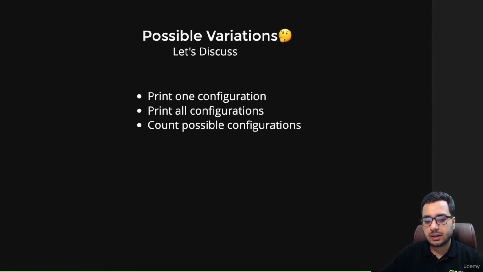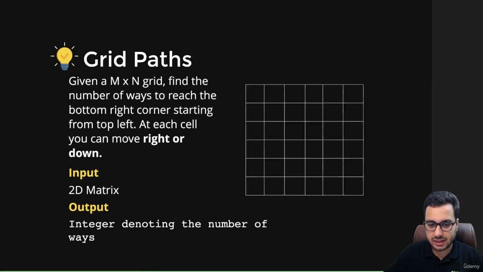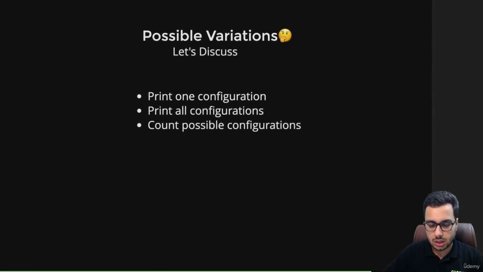There could be different variations of this problem. A common variation could be: print any one configuration that satisfies these requirements. Another variant could be: print all possible solutions of this particular problem, or instead of printing the solutions you can simply count how many solutions exist for a given problem. We are going to look at all these variants one by one, and what changes we need to make in the code in order to make them work.